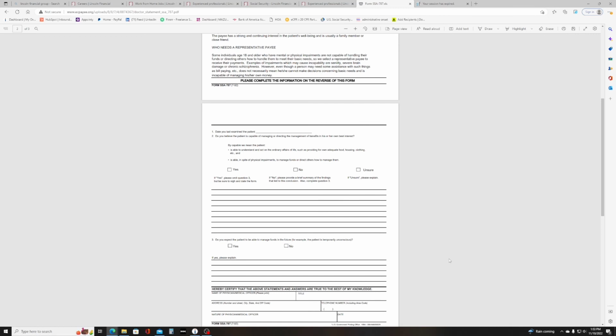But every year you'll get an accounting form from Social Security that basically says, we gave you X amount of dollars. How much did you spend? How much did you save? Is there any in the account? What account is it in? What is the routing account number? What bank is it? And then, are you managing this money properly? It's like 7 or 8 questions.